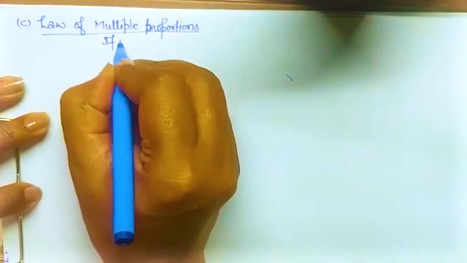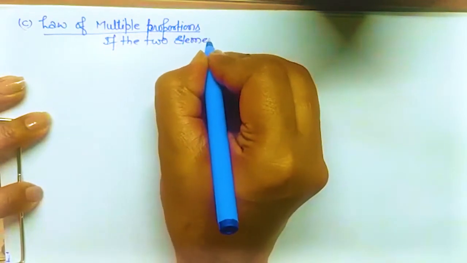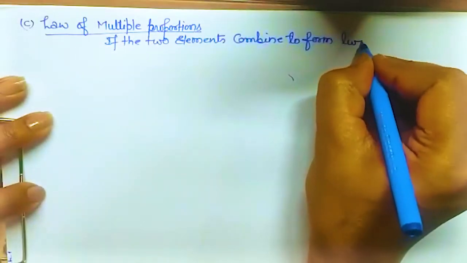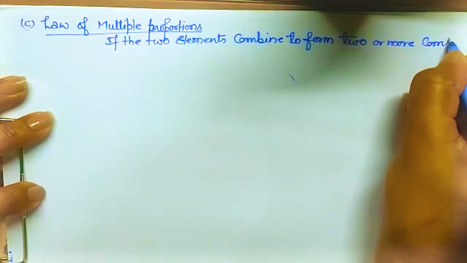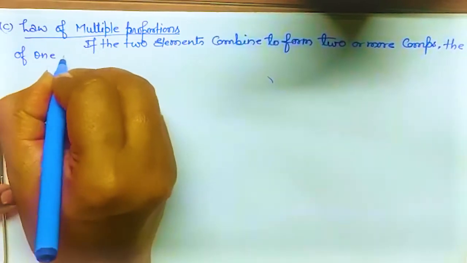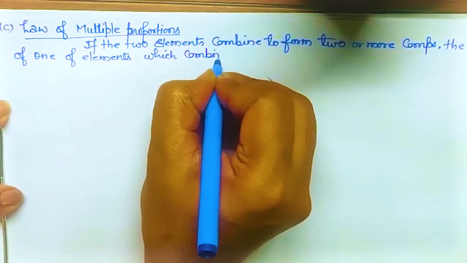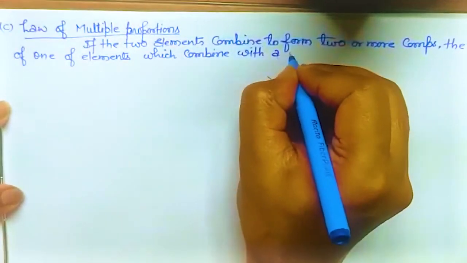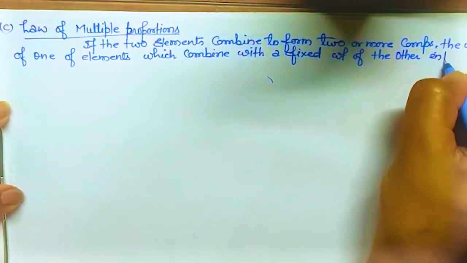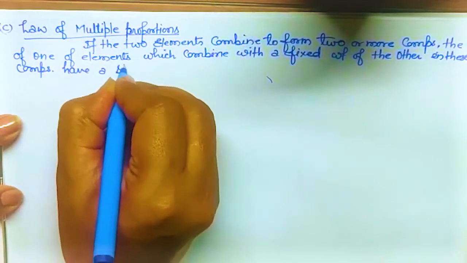According to this, if the two elements combine to form two or more compounds, the weight of one of the elements which combine with a fixed weight of the other in these compounds have a simple whole number ratio by weight.